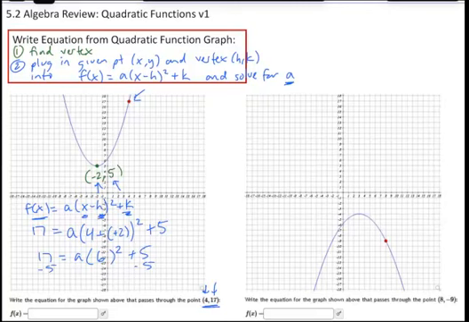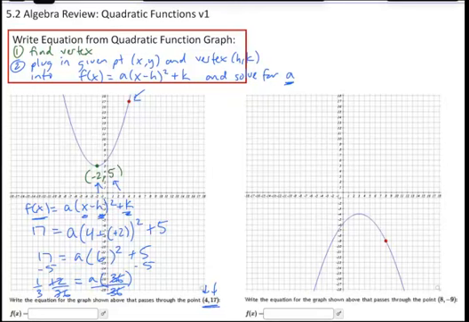Subtract 5 from both sides. That leaves 12 equals a times 6 squared, which is 36. Divide by 36, and we get our a value to reduce to be, 12 goes into 36 3 times. So we get a is 1/3.